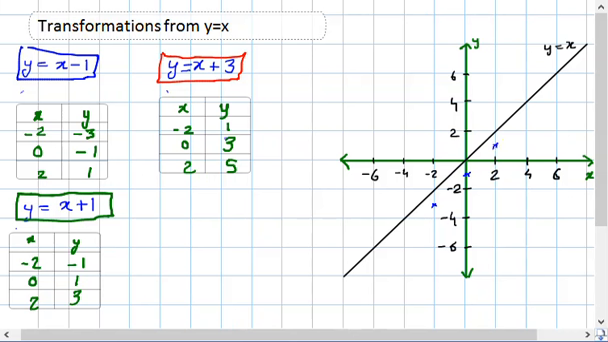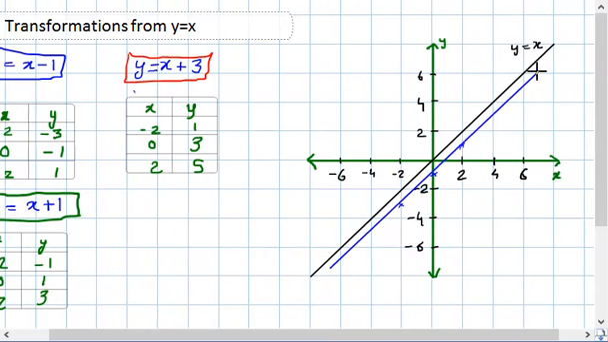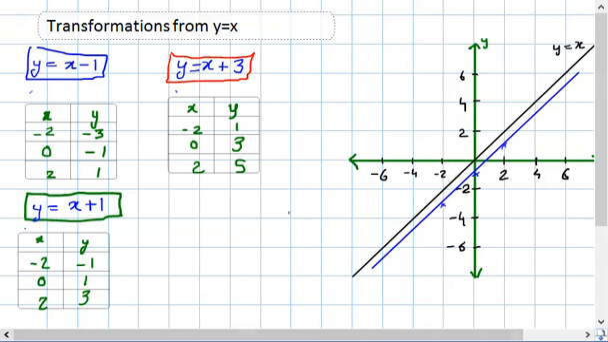So if we draw a line, I think it will be a line just parallel to this one. So probably this will be the line. So this we can mark as y is equal to x minus 1.